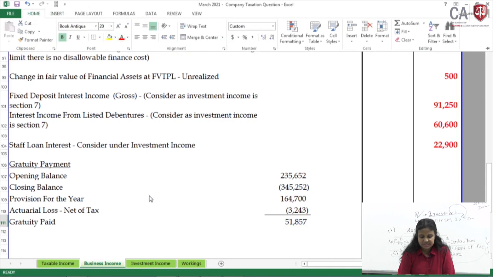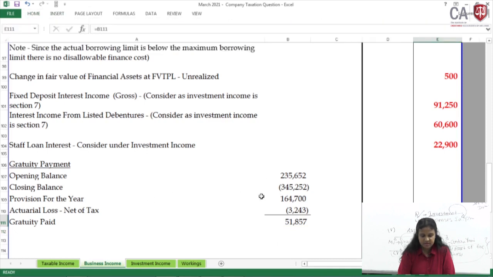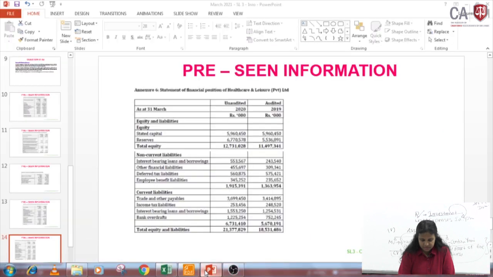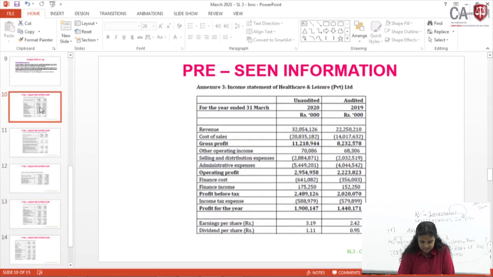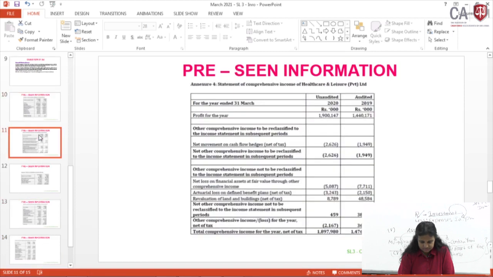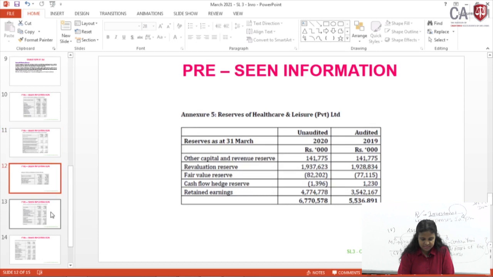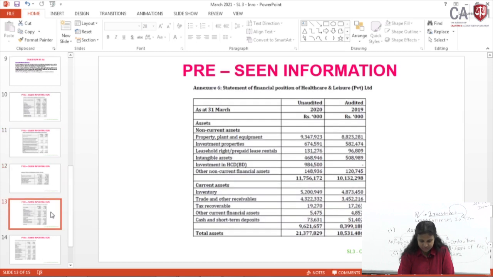Okay, all these things are in the pre-seen: opening, closing, provision. In the unseen question, the actuarial gain or loss has been given in the pre-seen. It is under C, yes, this is the pre-seen information. Then the actuarial losses on defined benefit plan, net of tax, 3,243. It has been given in the balance sheet, or rather the statement of financial position.